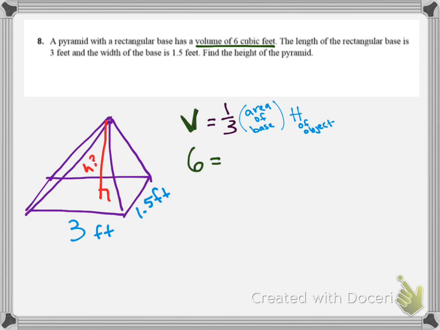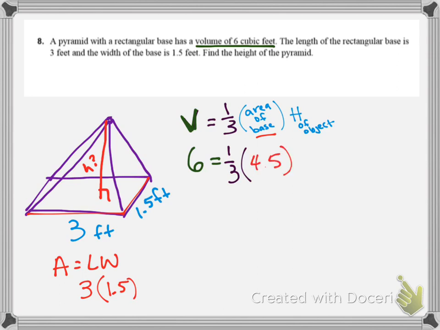So we knew the volume. We know the 1/3 is going to be there. We can find the area of the base. The base, they said, was a rectangle. So length times width. They told us the length is 3 and the width was 1.5. So 3 times 1.5, which is 4.5. And then times the height of the entire object, which we don't know, so we're going to call it h.